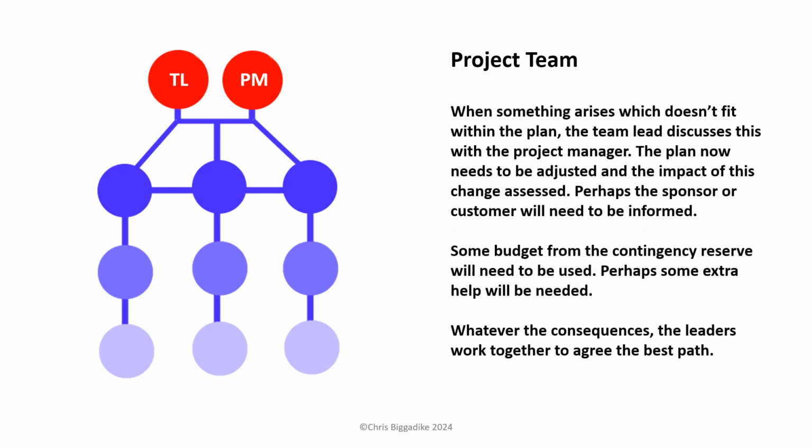When something arises which doesn't fit within the plan, the team leader discusses this with the project manager. The plan now needs to be adjusted and the impact of this change assessed. Perhaps the sponsor or customer will need to be informed. Some budget from the contingency reserve will need to be used. Perhaps some extra help will be needed. Whatever the consequences, the leaders work together to agree the best path.